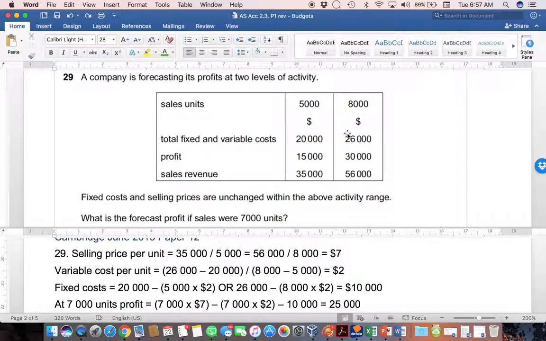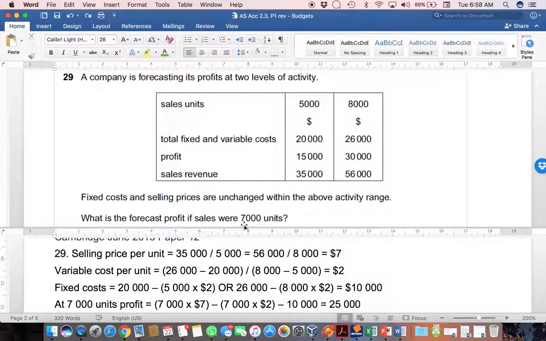You can then go and work out the fixed costs, and you can use either column for this. So you can either say the 20,000 at 5,000 units minus the variable costs for 5,000, which is 10, or you can say my total of 26,000 for 8,000 units minus the variable costs for 8,000. In both cases, you will end up with an answer of $10,000 fixed costs, which is what we expected because we were told that the fixed costs did not change.